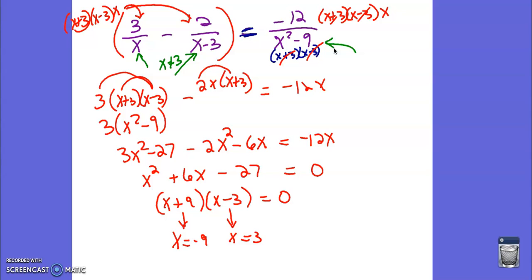But we didn't get any of those. We did get 3. So if you notice, x cannot equal 3. So that is not a possibility. So the only solution is negative 9 for that problem.